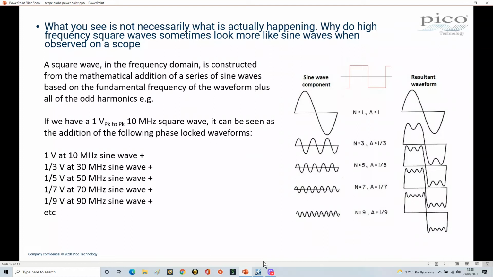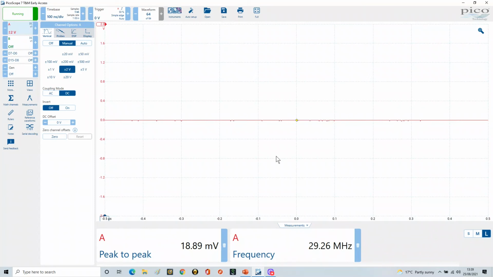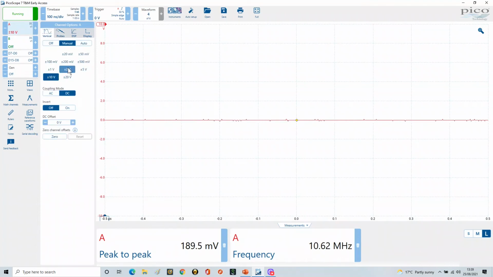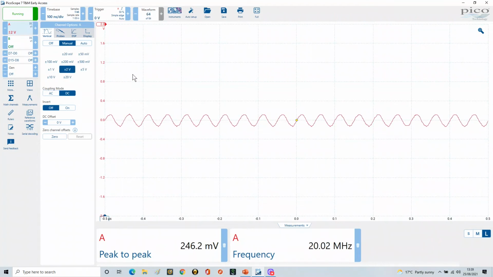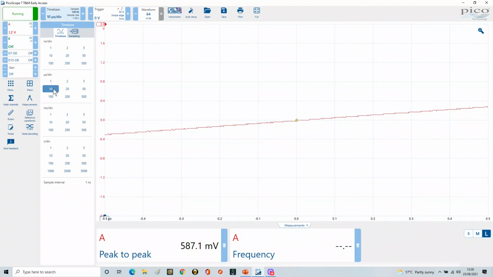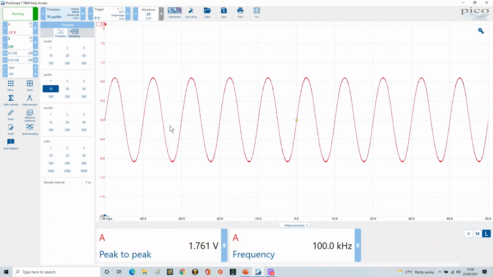I'm going to try and demonstrate this as best I can to give you some idea of what's going on. I'm going to go back to the scope and put my probe on times 1. We are going to go to plus or minus 2 volts, and I'm going to put my signal generator on, starting off at 100 kilohertz. We'll bring the time base in so we can see this. I want to change this to a square wave, so bear with me whilst I change the waveform to a square wave.